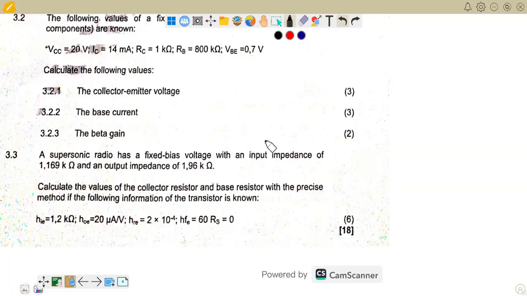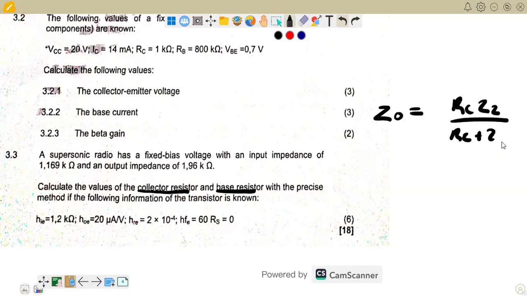Now, let's start first with the collector resistor RC. How do we calculate? Because we are supposed to calculate these two, RC and then RB. So we can get RC from the formula. The output impedance is equal to RC times Z2 over RC plus Z2, considering them as being parallel. So it means we need to calculate Z2.